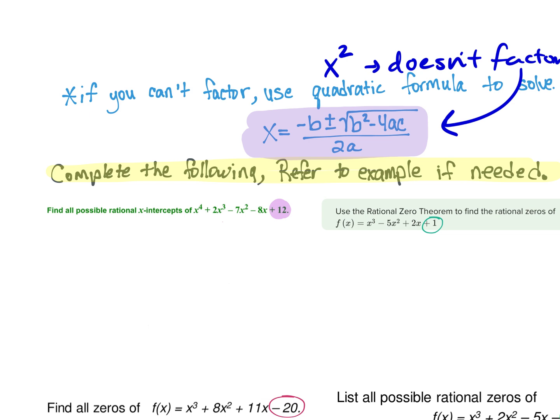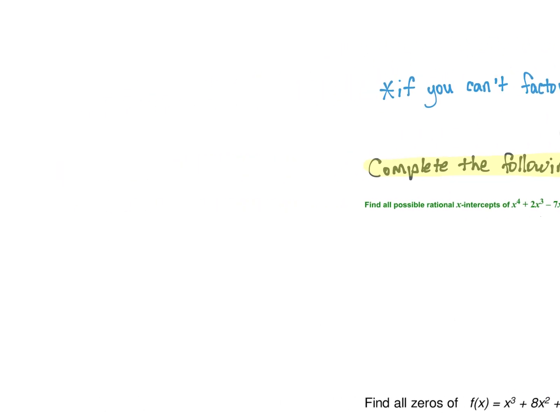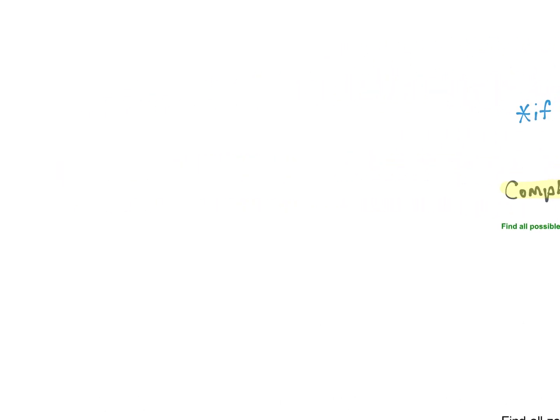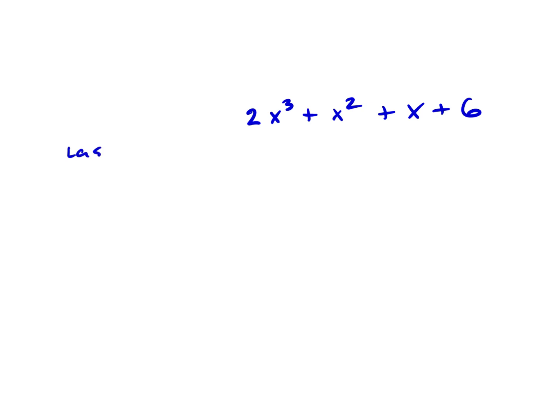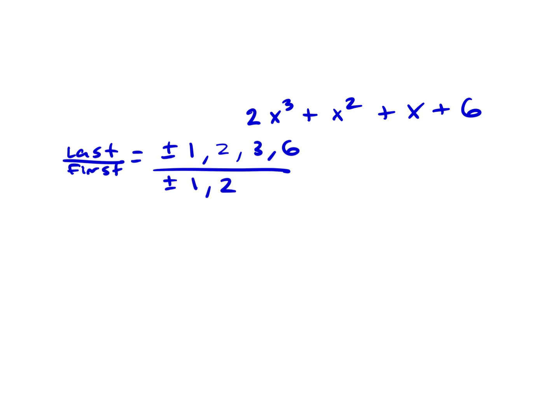I think that there's one from the homework that you have to do quadratic formula. Also, there's one in the homework, I don't know what numbers it was exactly, but something like if we had 2x cubed plus x squared plus x plus, let's say 6. If we did factors of our last over factors of the first, what are factors of our last? So plus or minus 1, 2, 3, and 6. What are factors of the first? Positive and negative 1 and 2.